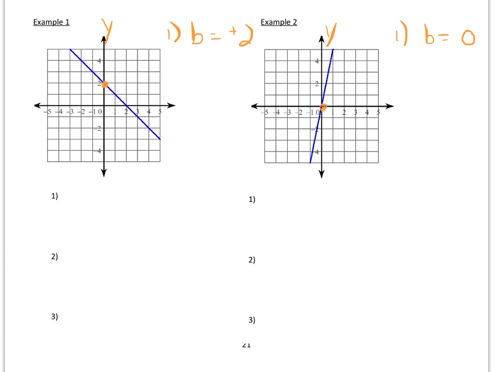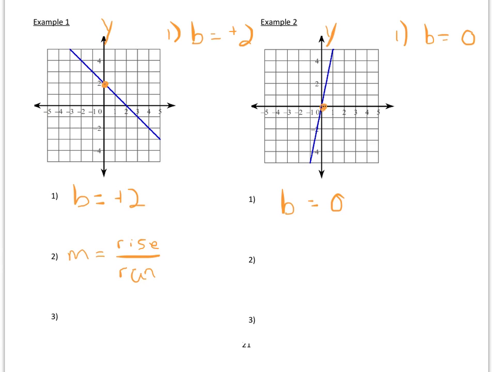Okay, so let's see here. I had step 1, b equals positive 2. Step 1 over here, b equals 0. Okay, step 2 is determine the slope. So I'm going to write m equals. This we've already done. We have already determined the slope from a line, so I'm going to go through this pretty quickly. If you forgot how to do this, make sure you go back and look at this objective, determining the slope from a graph. Okay, m equals rise over run.